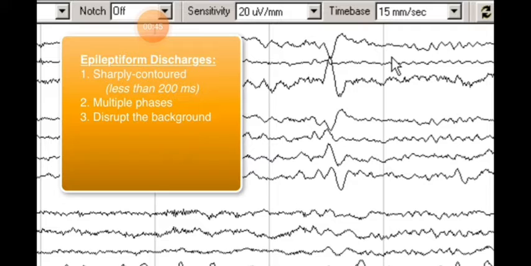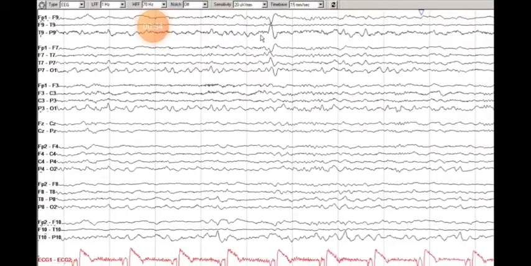This discharge should interrupt the background. In other words, it should not simply look like a continuation of normal background activity. We can see that this discharge clearly stands out from the background, and there is a disruption in the background before and after the sharpest component of this discharge.